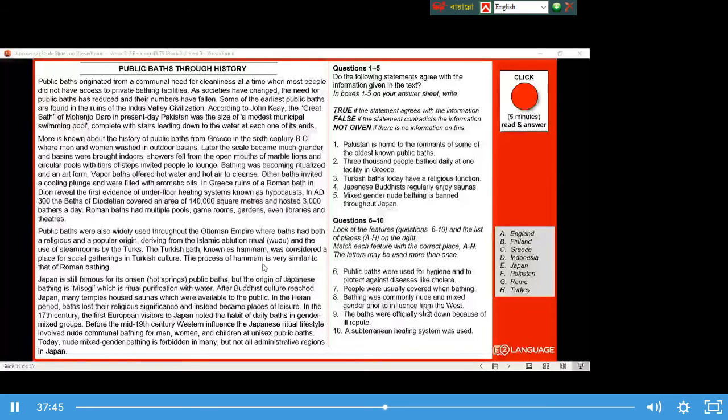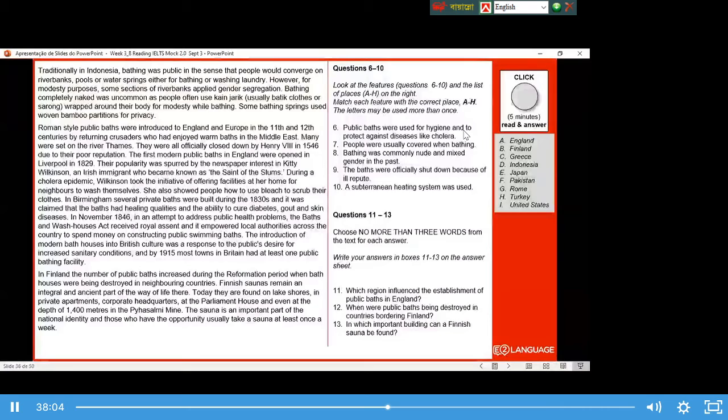Number nine. Back to number six: public baths are used for hygiene to protect against disease like cholera. Here we found there's a cholera epidemic. During a cholera epidemic, basically, it is in England. England opened baths in Liverpool and elsewhere during the cholera epidemic. So cholera is talking about England. So number six is A.